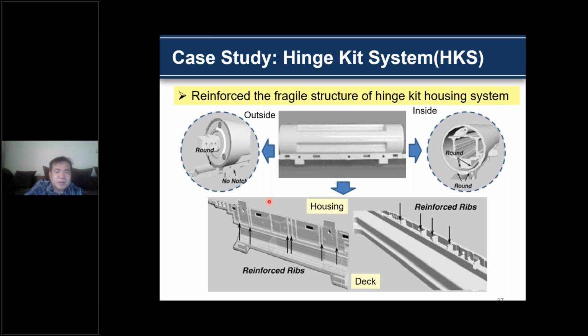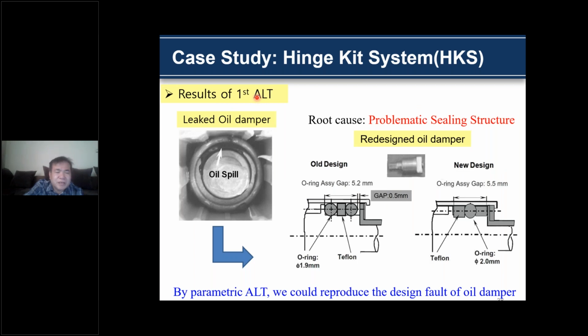This is another result of the first parameter art. We found in the leaked oil damp. It came from the parametric ceiling structure. This is old design. This is new design. And by parameter art, we introduce design part of the oil damp.